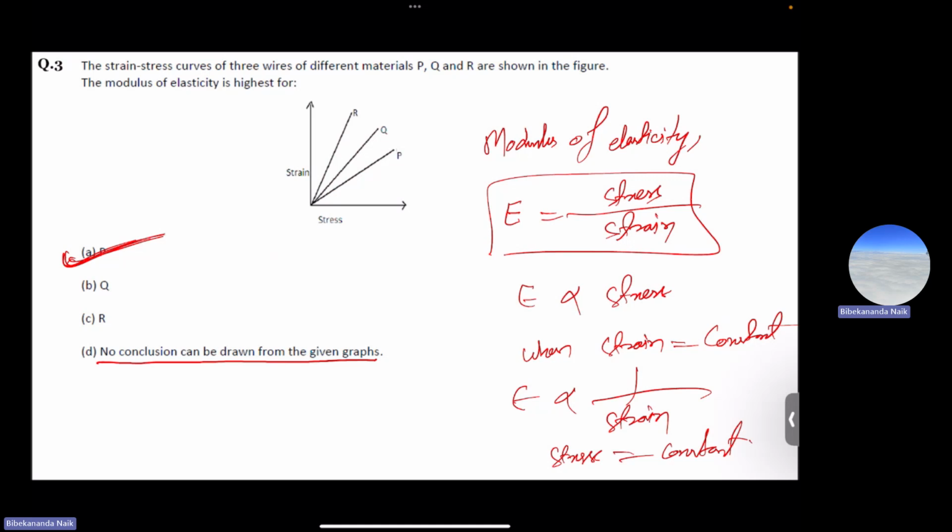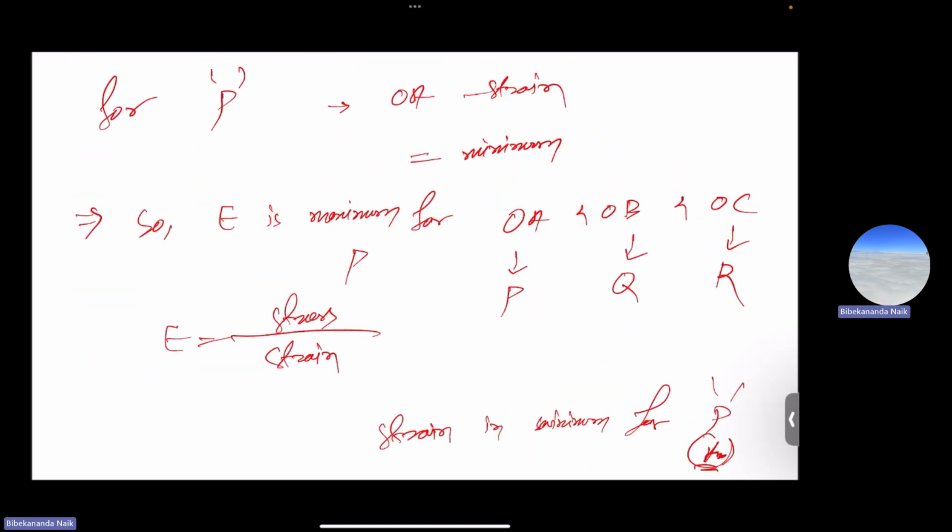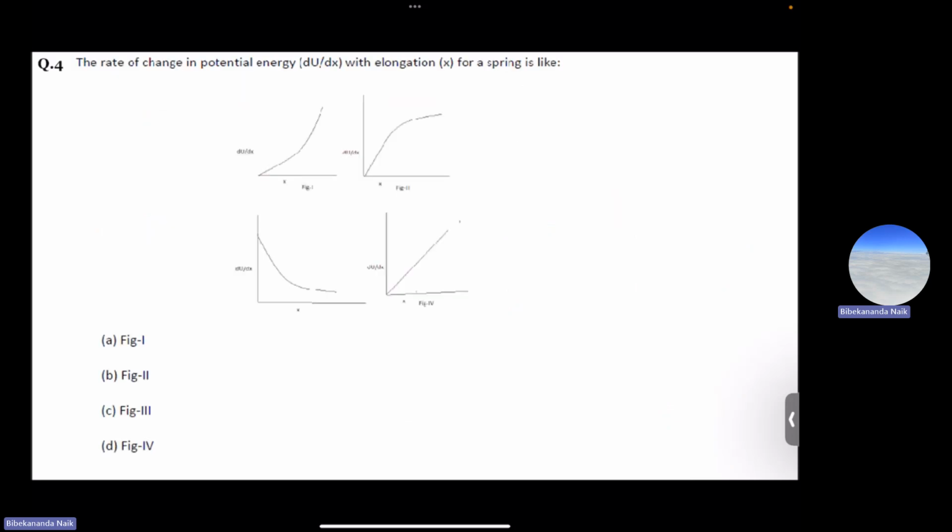So in order to determine the modulus of elasticity, we need to know the value of stress and the value of strain. Since there are three wires, we need to fix at least one of the quantities, that is either stress or strain. When we draw a vertical line, it will be at constant stress. Then the wire having minimum strain will have maximum value of modulus of elasticity, because modulus of elasticity is inversely proportional to strain. According to that concept, we found P has maximum value of modulus of elasticity. I hope this is clear to everyone.